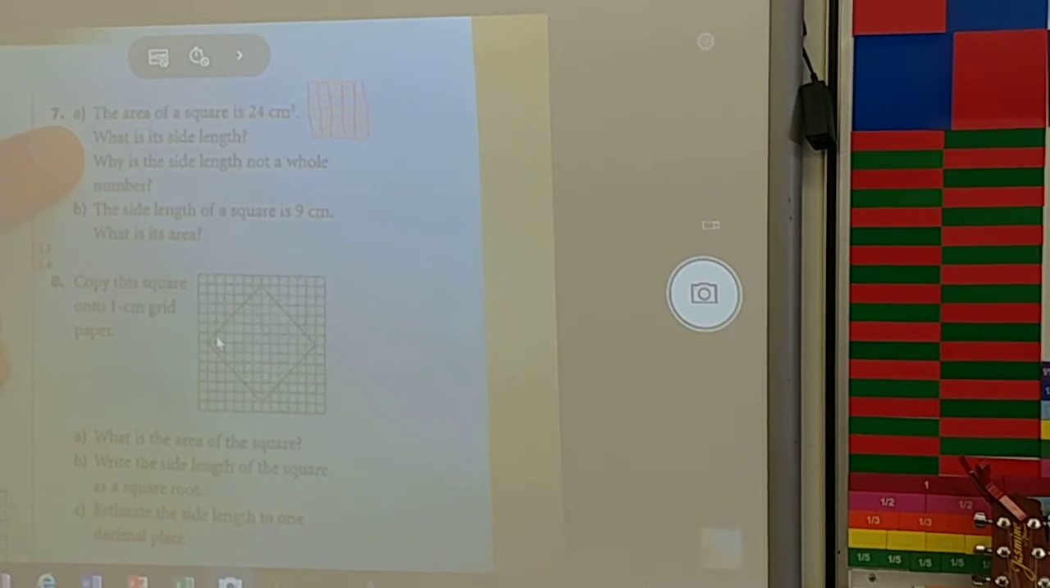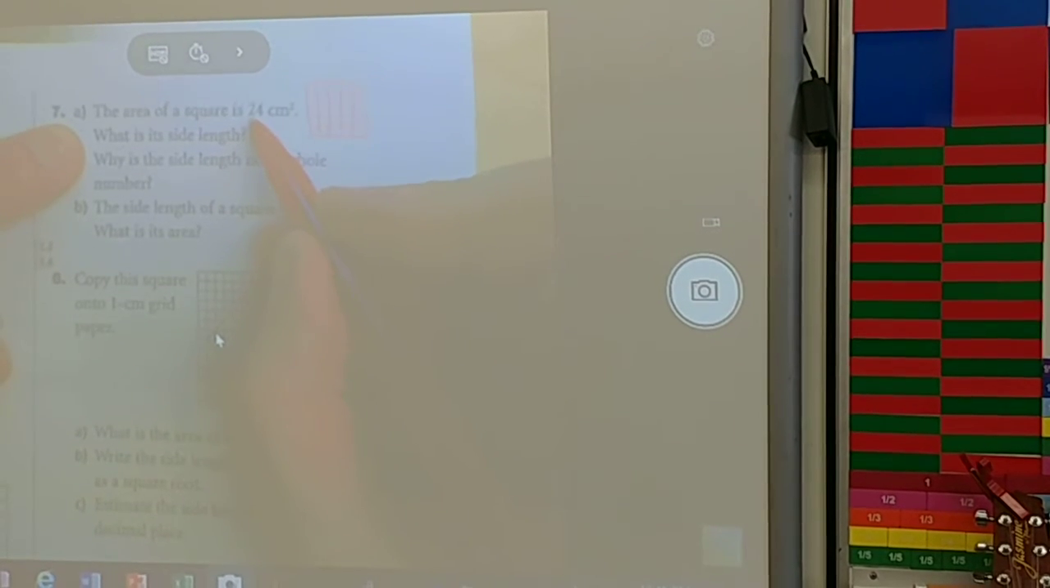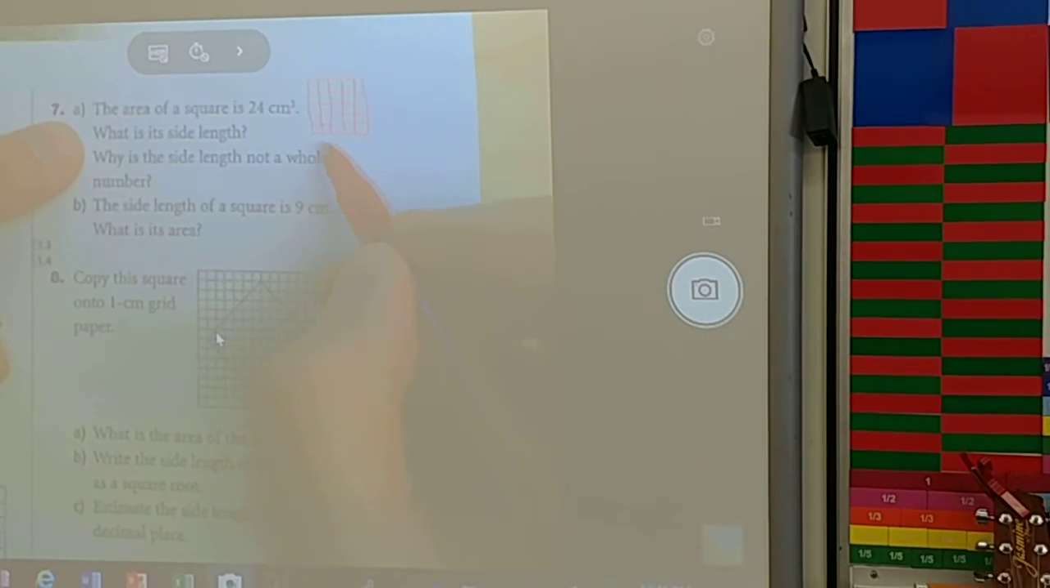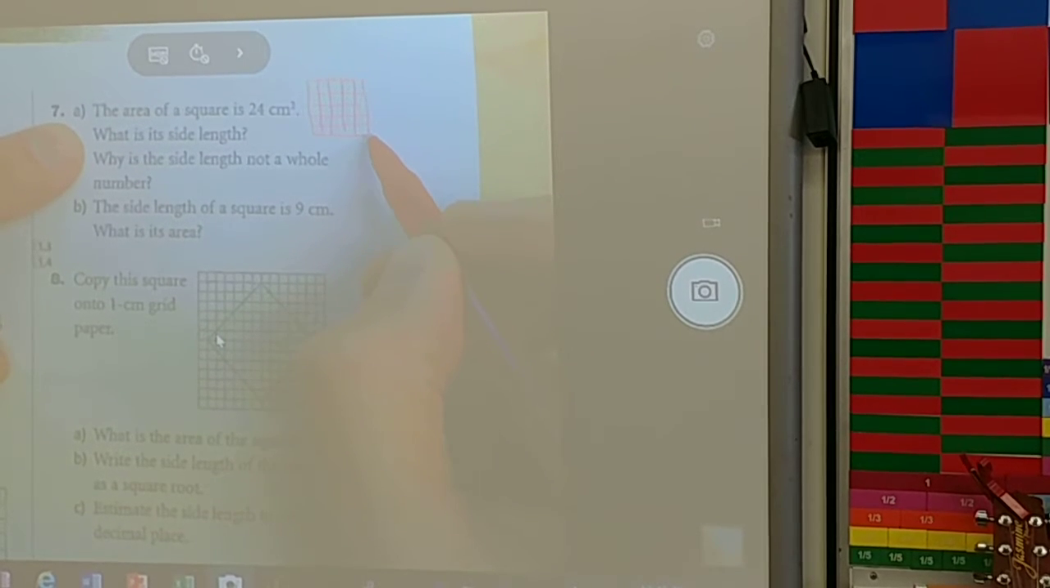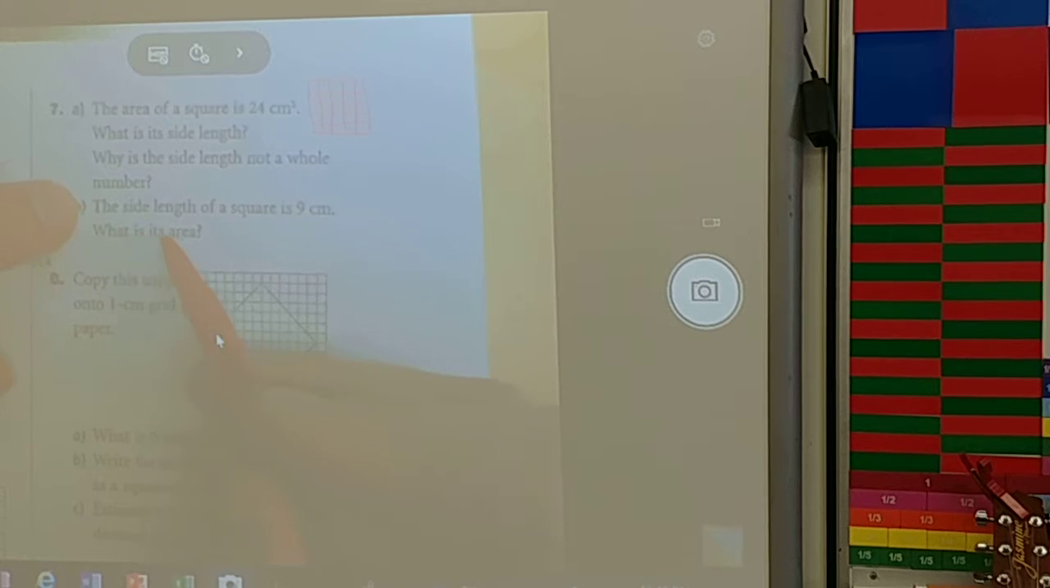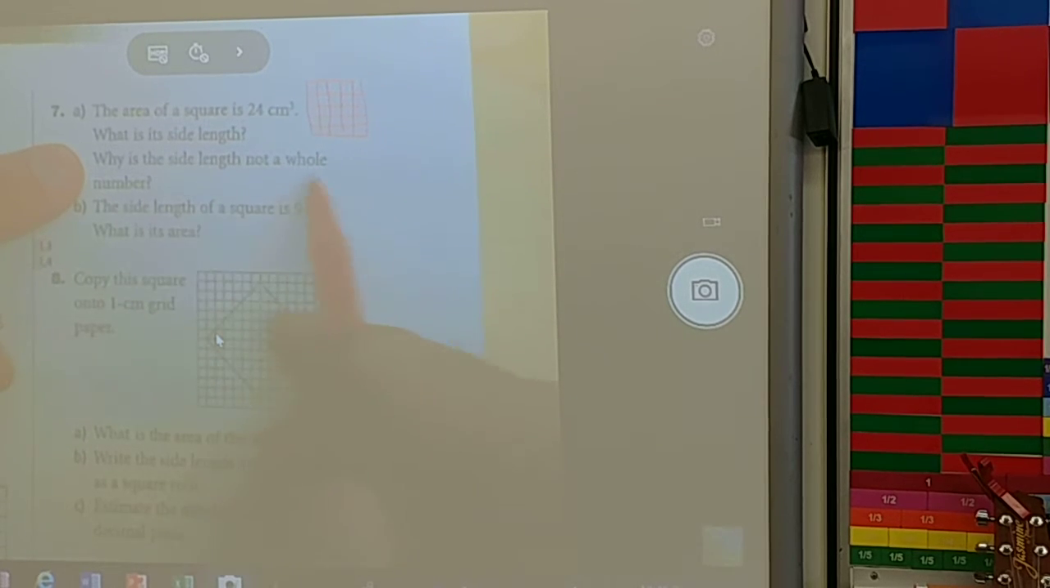Yep. Okay. So if I make a square of 24 centimeters, am I going to get a clean, perfect square out of it? No. It says, why is the side length not a whole number? Well, because I can't make a perfect square out of 24. I know 25 does, but I can't out of 24. This says the side length of a square is 9 centimeters.